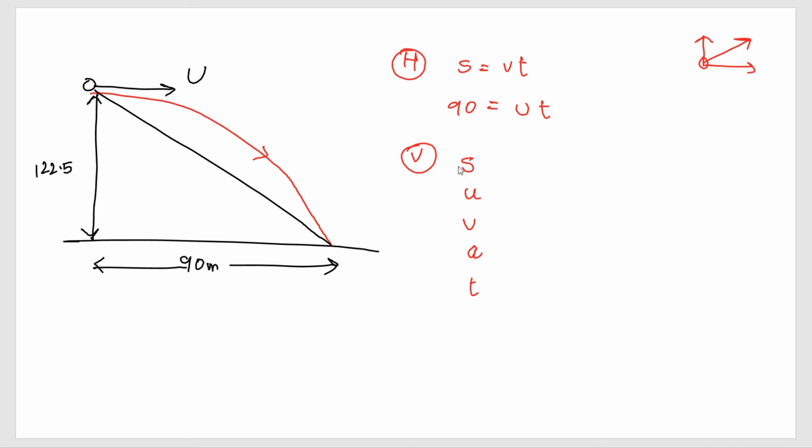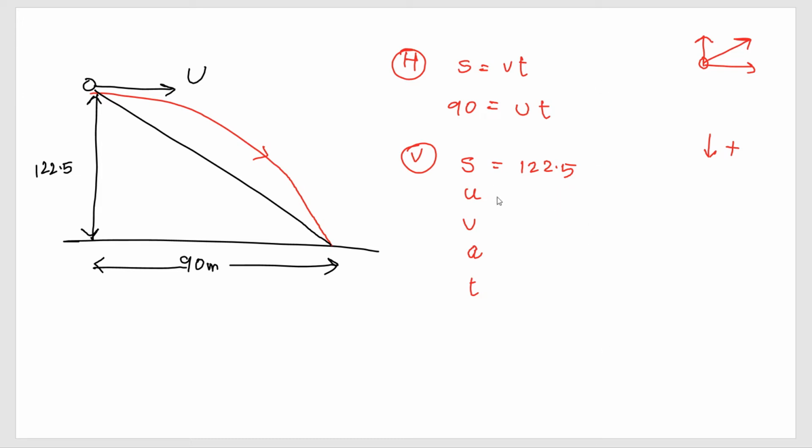So do we know displacement? Yes, we know displacement. The displacement is actually 122.5 meters. So the displacement is 122.5, and for this particular question, we are taking the downward direction as positive. So this is up to you whether you take the downward as positive or the upward as positive, but whatever you do, you need to maintain consistency throughout the entire math.